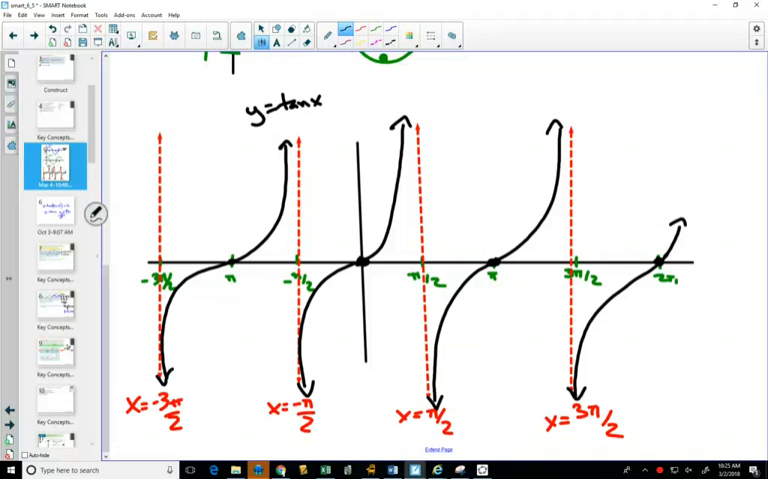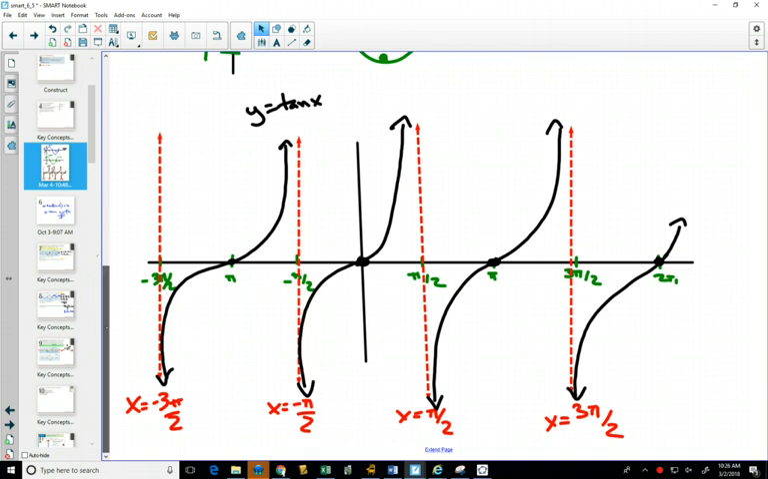But because tan is undefined at pi over 2 and 3 pi over 2, that shows up on the graph as vertical asymptotes for non-permissible values. And so we have these vertical asymptotes, and this is what the graph of tan looks like. It looks actually like a bunch of x cubed graphs stuck together.